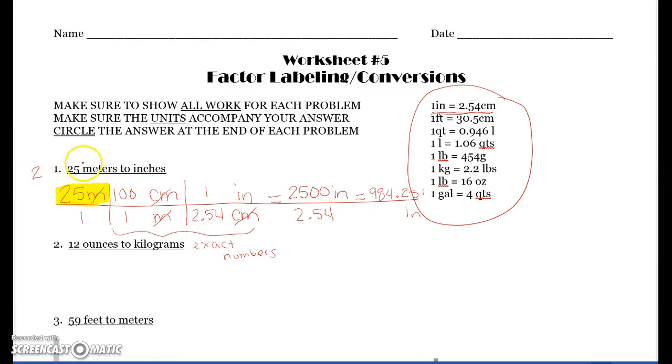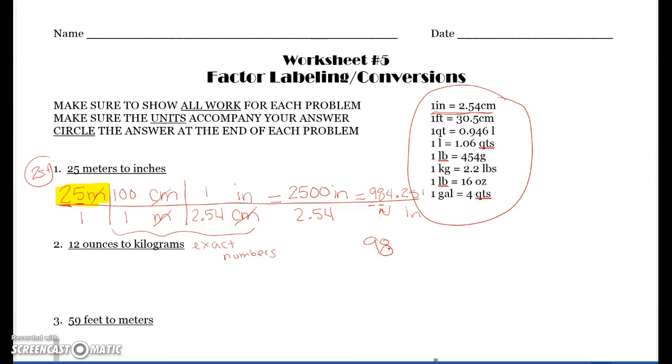The decimal point is absent, so we count from the right to the left. There's 1, 2. So 2 sig figs, which means I need to have 2 significant figures in my answer. 984, I'm going to keep the first 2 significant figures, and the 4 is not going to do anything to the 8.